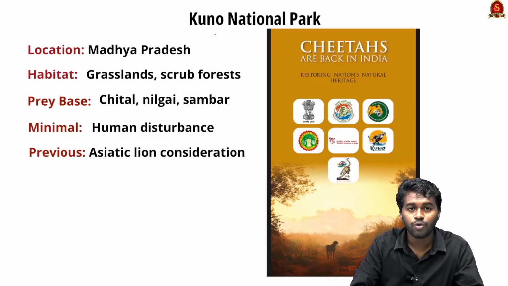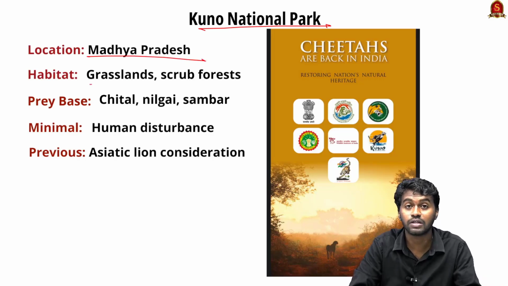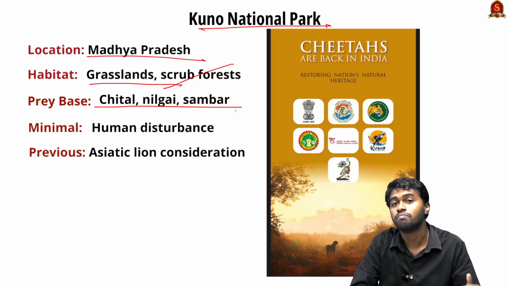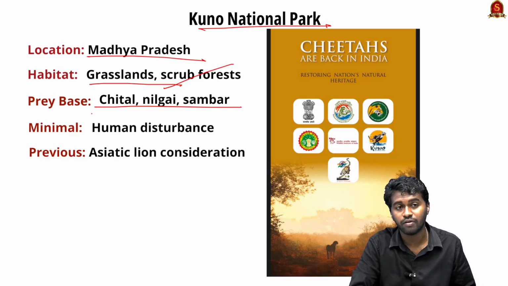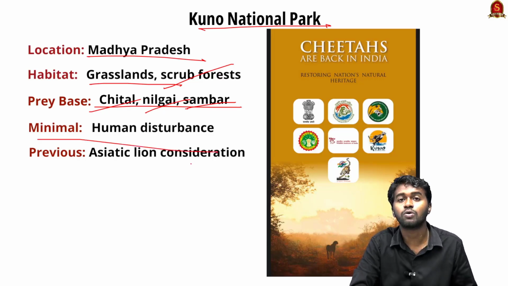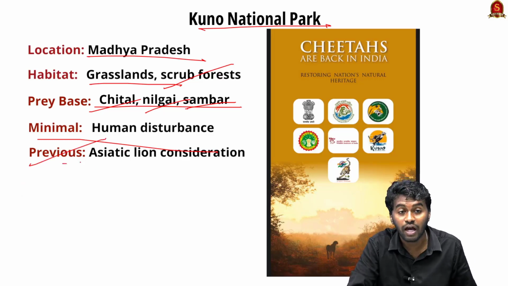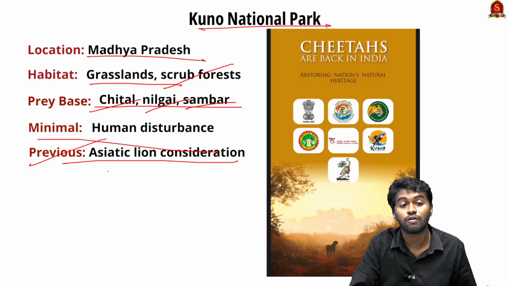So Kuno National Park is located in Madhya Pradesh, and the habitat is a primary reason. It has grassland and scrub forest, which is very suitable for cheetahs, and they have very good availability of prey, for example chital, nilgai, and sambar. And this region also records minimal human disturbance.